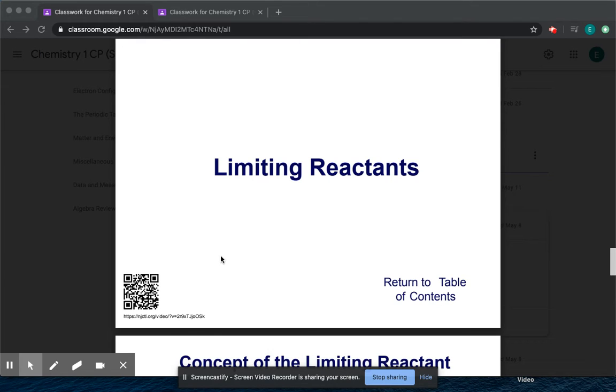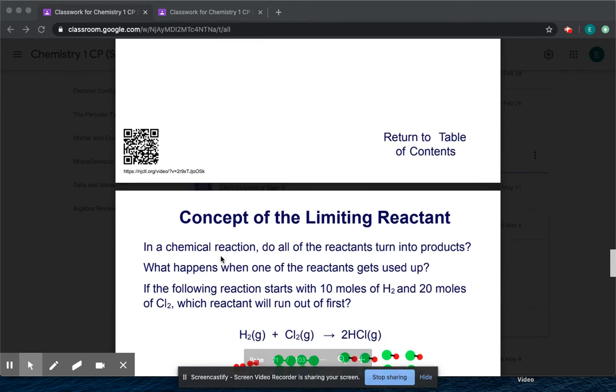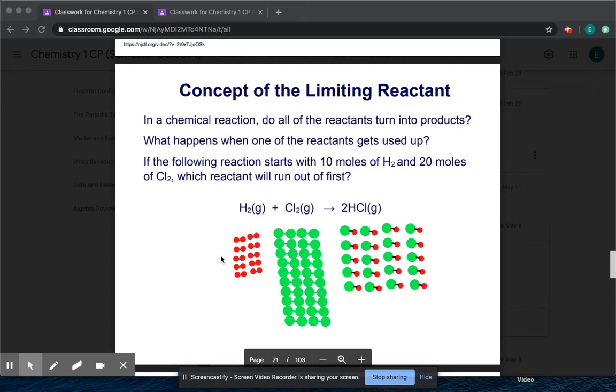Hello, everyone. Today we're going to continue with stoichiometry, and we're going to be discussing the limiting reactant. The limiting reactant, in short, is just the reactant that you are going to run out of first. So it is the reactant that is going to limit how many products you can make. Okay. Again, if we think about it like a recipe, it's like an ingredient that you don't have enough of.